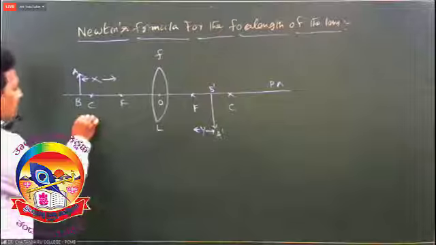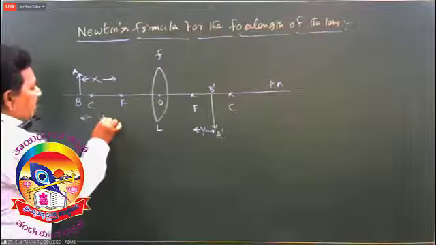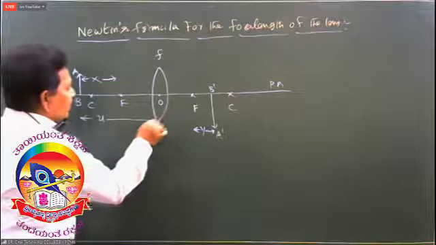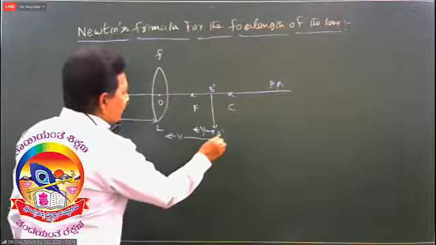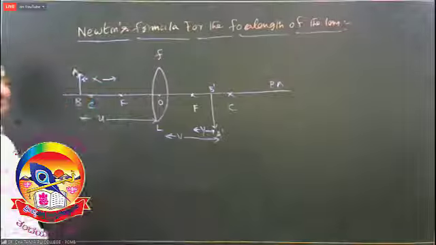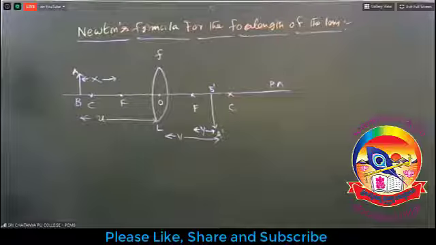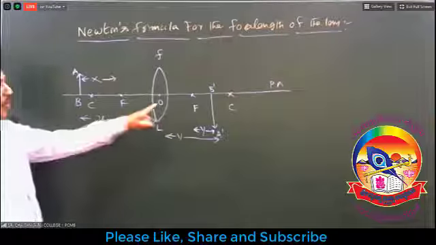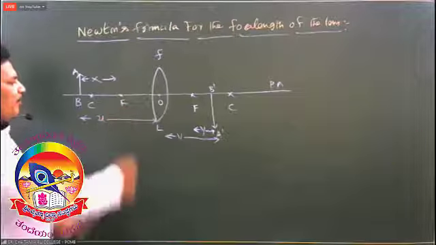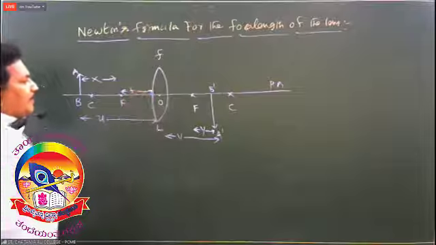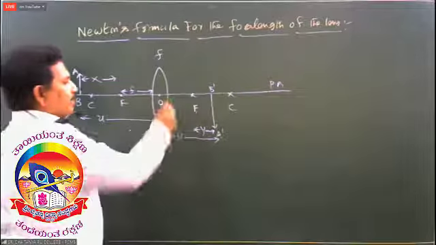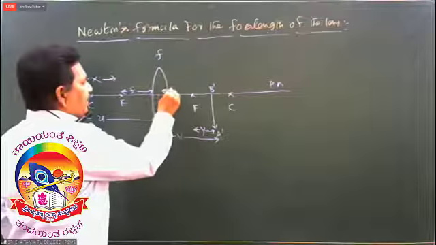Now, what is the object distance generally? Generally, the object distance is measured from the optic center. u is the object distance. What is the image distance? v is the image distance. But we know the optic center to the principal focus is f. Optic center to principal focus is once again f.